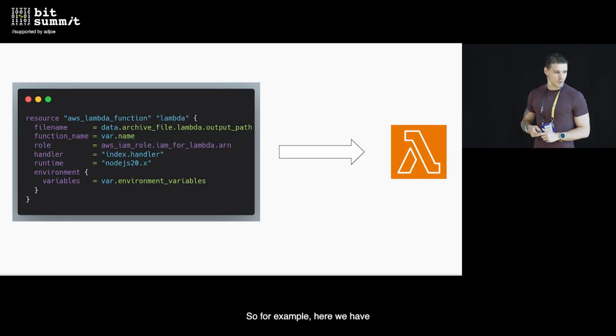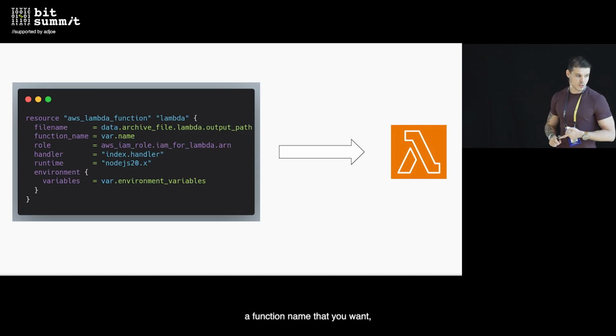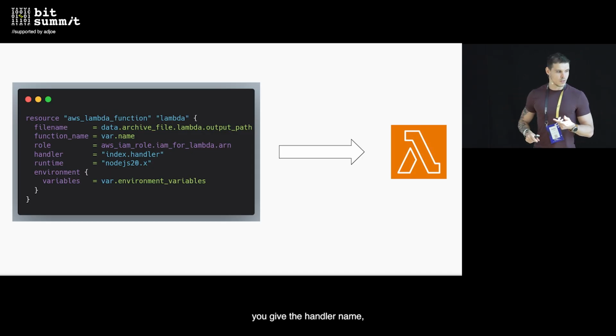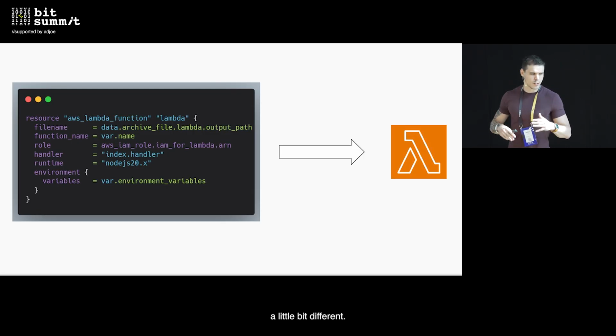So, for example, here we have a Lambda function code. You give the file name, you give the function name that you want, you give a role, you give the handler name, the runtime, and environment variables. Here is just a representation of using Node.js. But depending on the runtime that you're using, it's a little bit different.